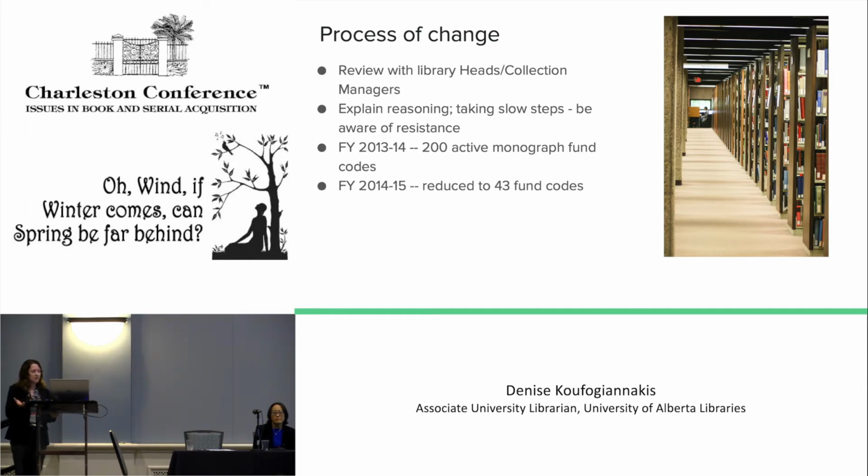The other thing, I mentioned to you that in 2014, we stopped doing individual selection work, and that coincided with an RFP for an English language monograph preferred supplier. And so at that time, we took advantage of those things all coming together and were able to further reduce the codes, and that got us down to 43. So I'll just show you what that looked like.